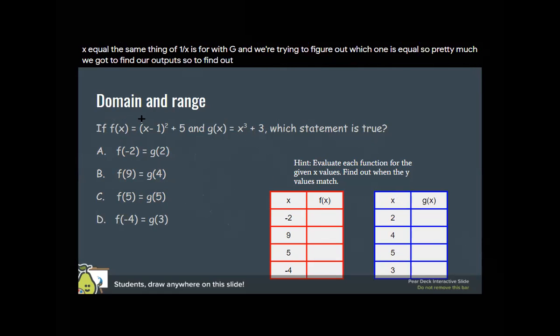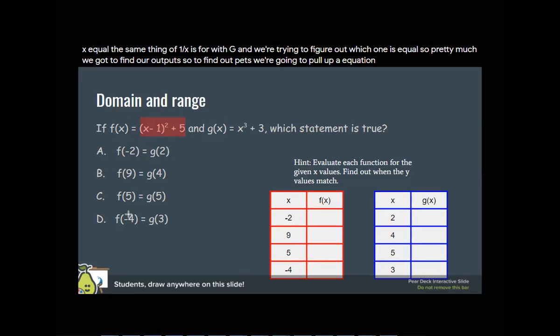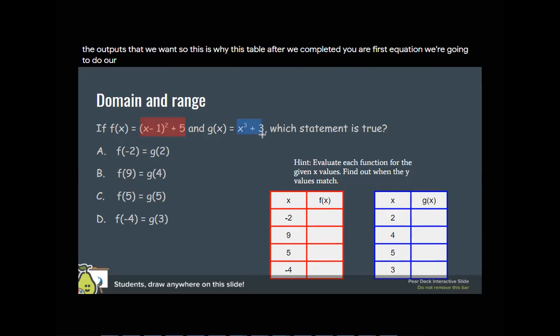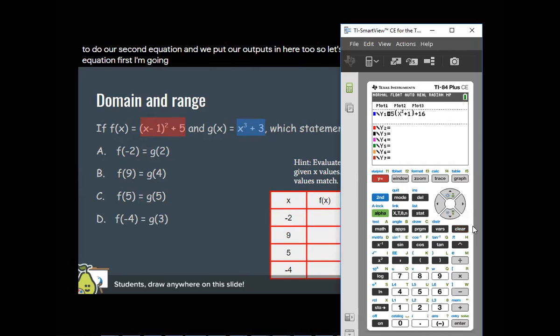To find our outputs, we're going to pull up a table. We're going to type in our first equation, and we're going to put all the outputs that we want. So this is why I drew this table. After we completely do our first equation, we're going to do our second equation, and we'll put our outputs in here too. So let's go ahead and type in our first equation. First, we're going to go to y equals. We're going to clear out our prior equation. We're going to type in our new one: parentheses, x minus 1, close parentheses, squared, plus 5.